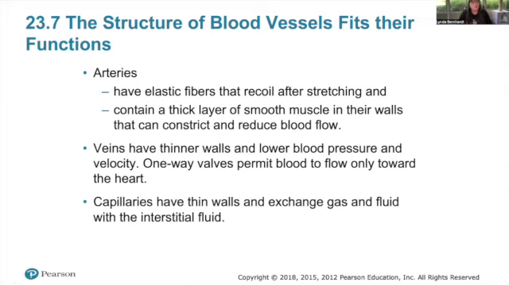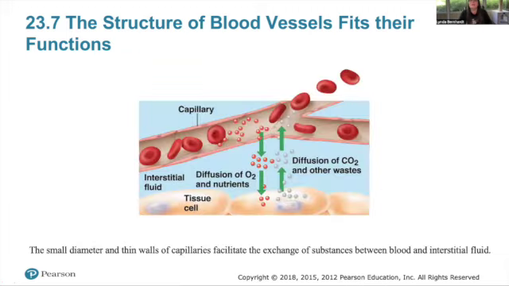Veins have thinner walls and lower blood pressure and velocity. That means it's not supposed to be moving as fast through the veins because the veins are not as elastic. Capillaries are the tiniest. These are the ones that, like I said, taper off. They're like the roots. And so they go, and then that stuff just diffuses. Showing you, I guess, the capillary and diffusion. The small diameter and thin walls of capillaries facilitate the exchange of substances between blood and interstitial fluid. Not really going to worry about that.